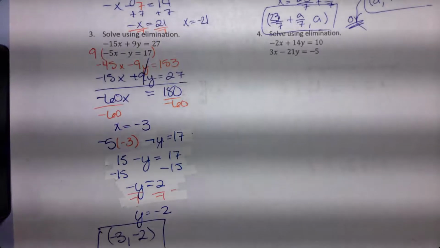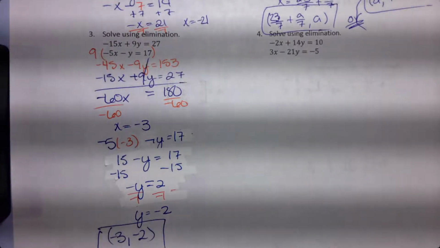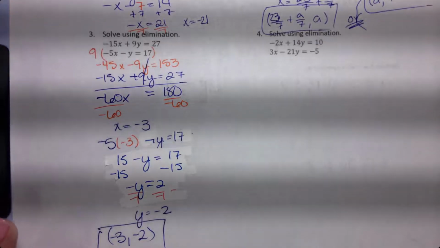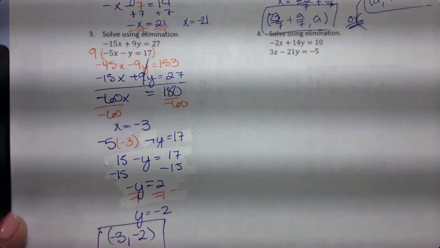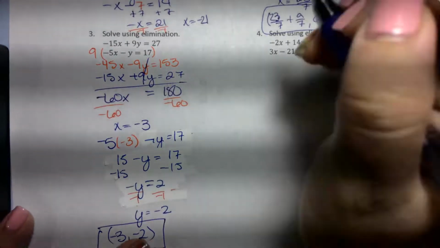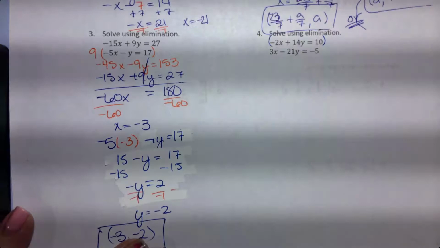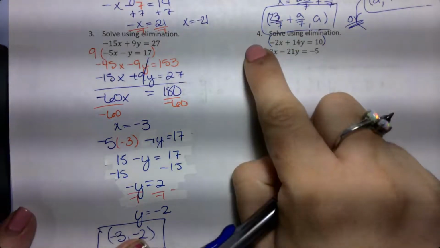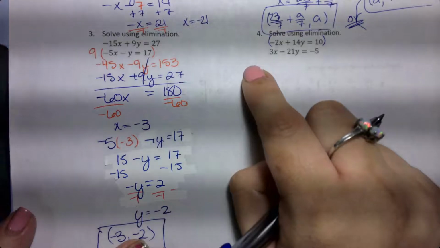Okay. Again, number 4 is using elimination. This time, none of my coefficients cancel each other out, and none of them are 1. So I want to change 2 equations to make them the same. I'm going to start off by looking to see if I have any opposite signs. I do. This first one is negative. This second one is positive for my x.